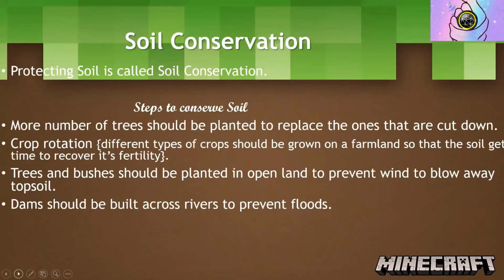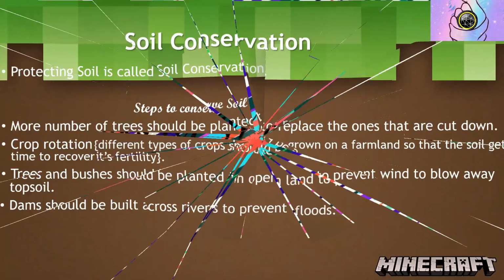Soil conservation. Protecting soil is called soil conservation. Steps to conserve soil. More trees should be planted to replace the ones that are cut down. Crop rotation. Different types of crops should be grown on farmland so that soil gets time to recover its fertility. Trees and bushes should be planted in open land to prevent wind from blowing away topsoil. Dams should be built across rivers to prevent floods.